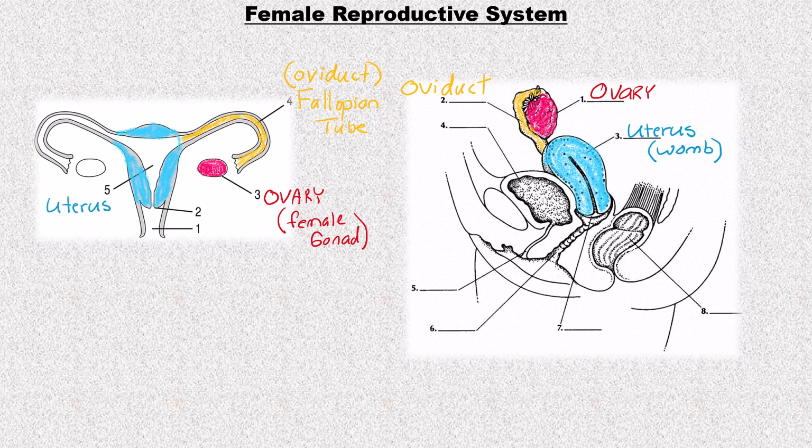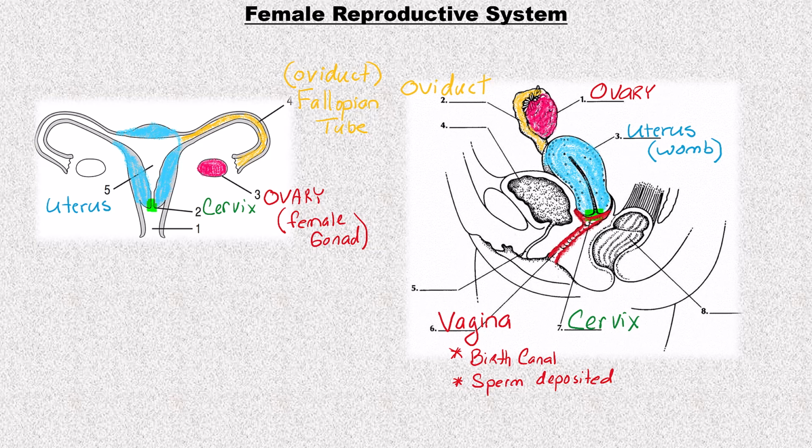The uterus at the bottom has a little opening, a very narrow opening called the cervix. And this is the cervix in the front view. The cervix will lead to the vagina. This is the birth canal, and this is also where sperm are deposited, ultimately making their way through the uterus, through the oviduct, to meet up with the egg. And this is the vagina in the front view.